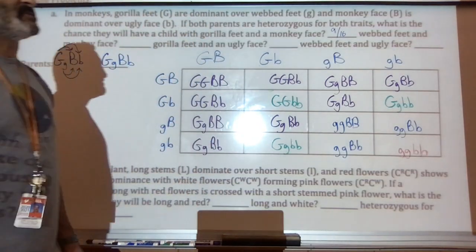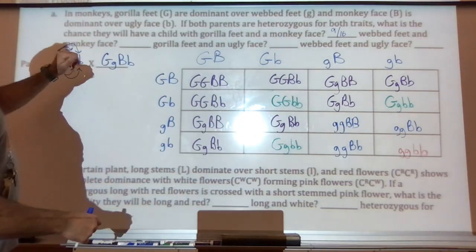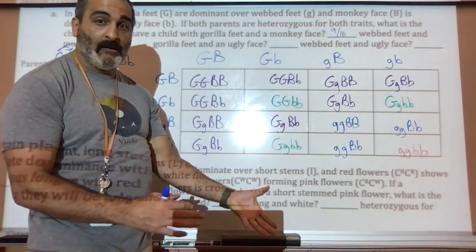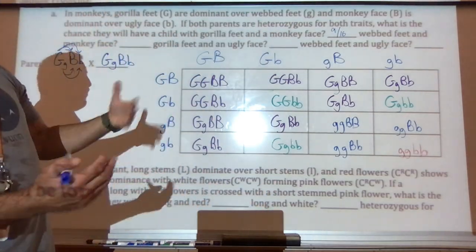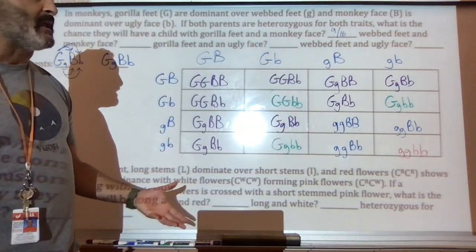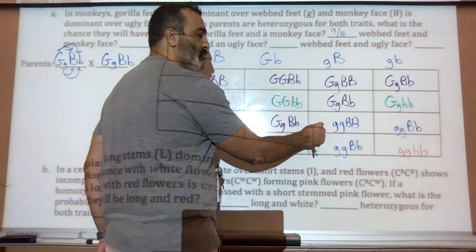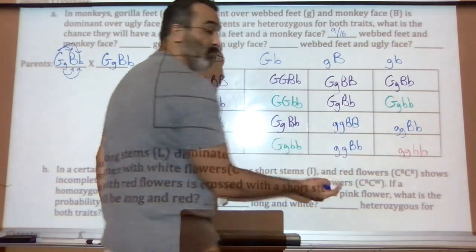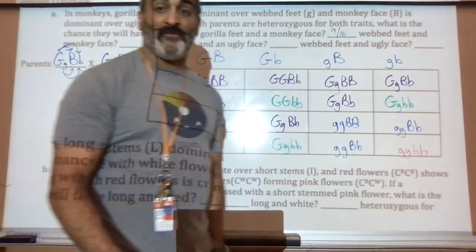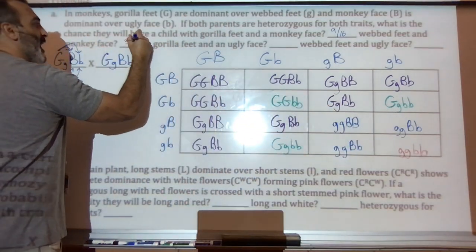Okay. The next question says webbed feet, which are two lowercase g's, and a monkey face, which is a capital B. So these ones are, once again, webbed feet, two lowercase g's, and at least one capital B for the monkey face. Those are these three right here. 1, 2, 3. They're blue on this. We have purple, we have green, we have blue, and we have red. They are the blue ones. 1, 2, 3. So the answer here is 3 out of 16.